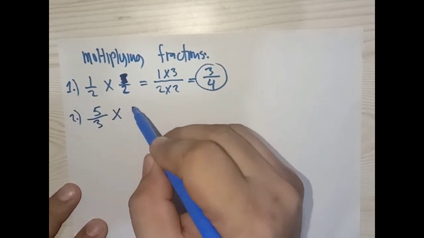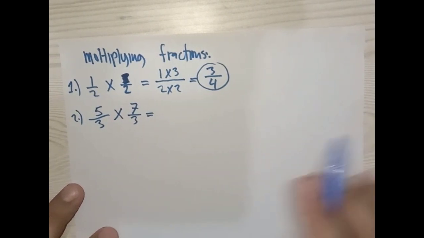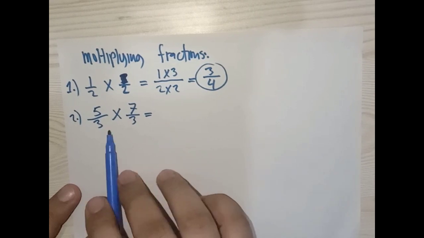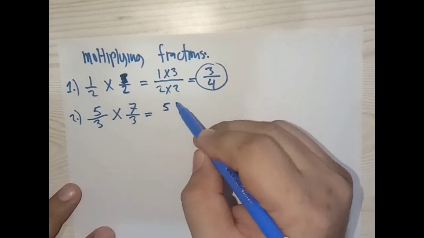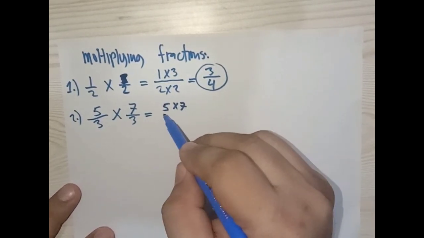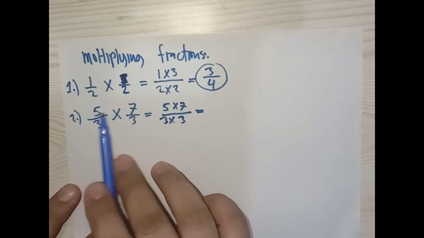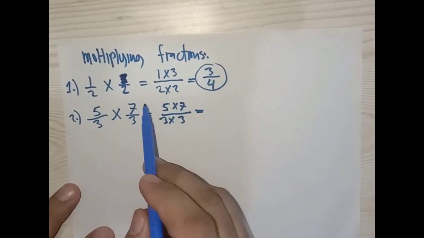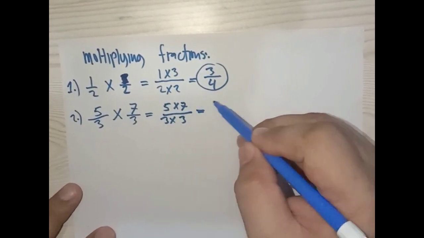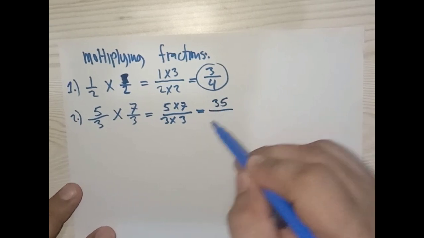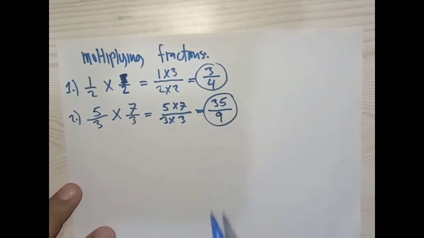5/3 times 7/3. Okay? So, 5/3 times 7/3. So, their denominators are similar again. Okay. So, same again: 5 numerator times 7 over 3 times 3. Okay? So, that means we multiply the top, and then we also multiply the bottom. So, 5 times 7 is 35. 3 times 3 is 9. So, this is our final answer.